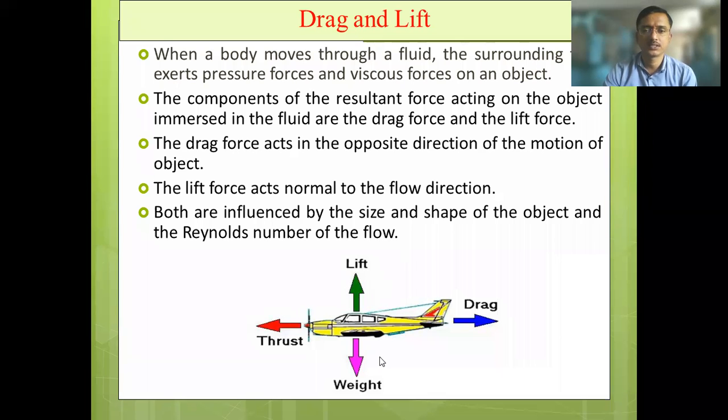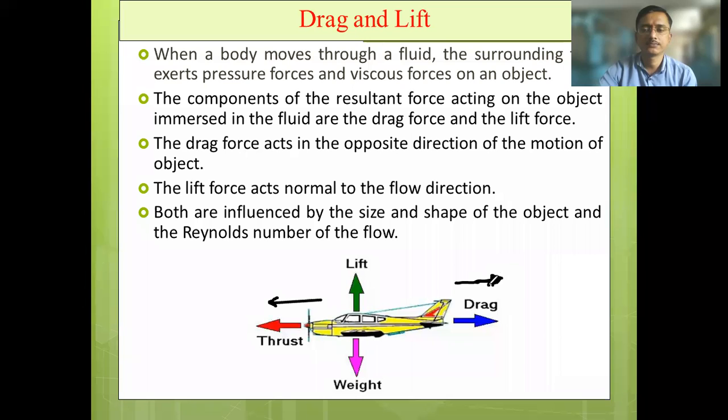Okay. From this diagram, you can understand what is the meaning of drag and what is the meaning of lift. If you see the diagram here, there is an aeroplane that has been shown here. This aeroplane is moving in the forward direction, and this is the thrust which is given by this plane, and drag is the force which is acting in opposite direction to the direction of the plane. The plane's direction is toward the left, and this drag is acting toward the right.